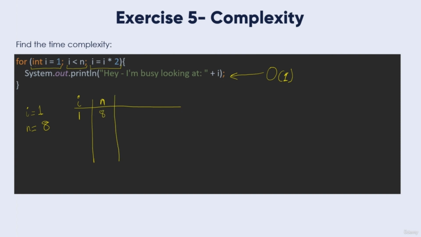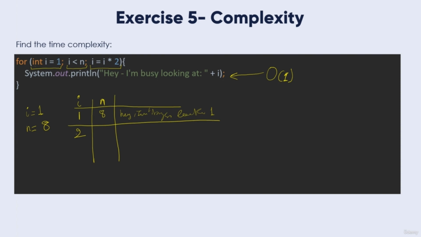And what is the output here? System.out.print, looking at the i value, which is 1. Please concentrate with me, guys. This is the first iteration. Now, this is executed. Going up, i is increased by multiplying by 2. So 1 times 2 is equal to 2.